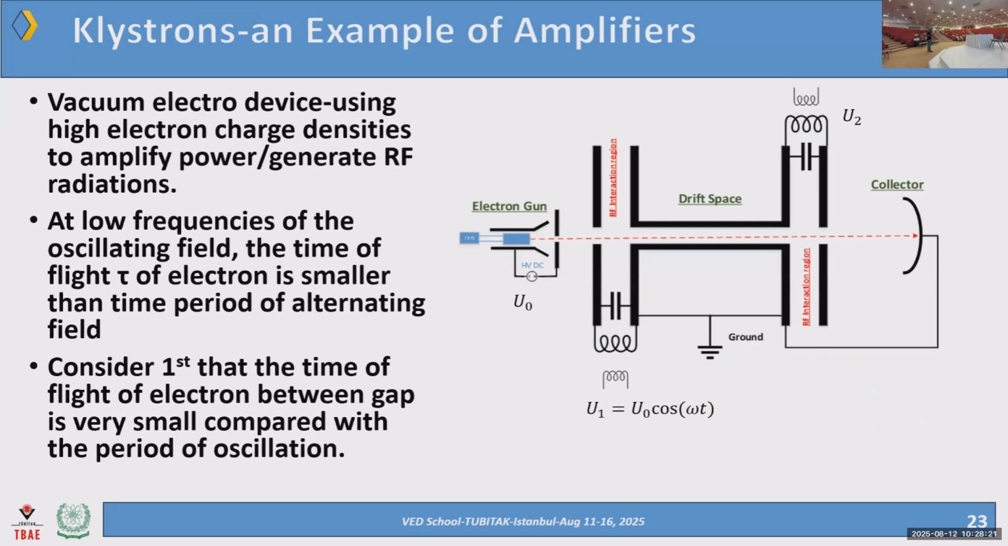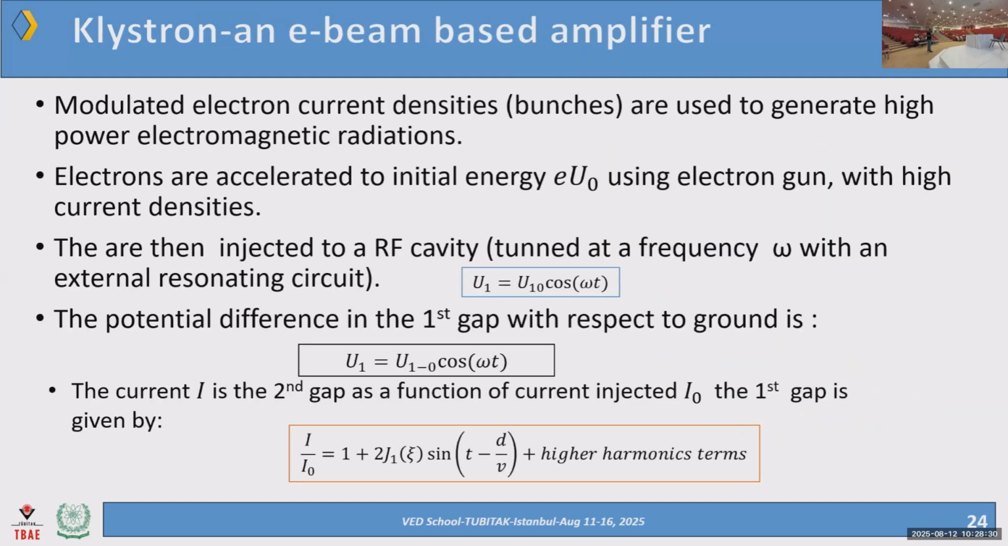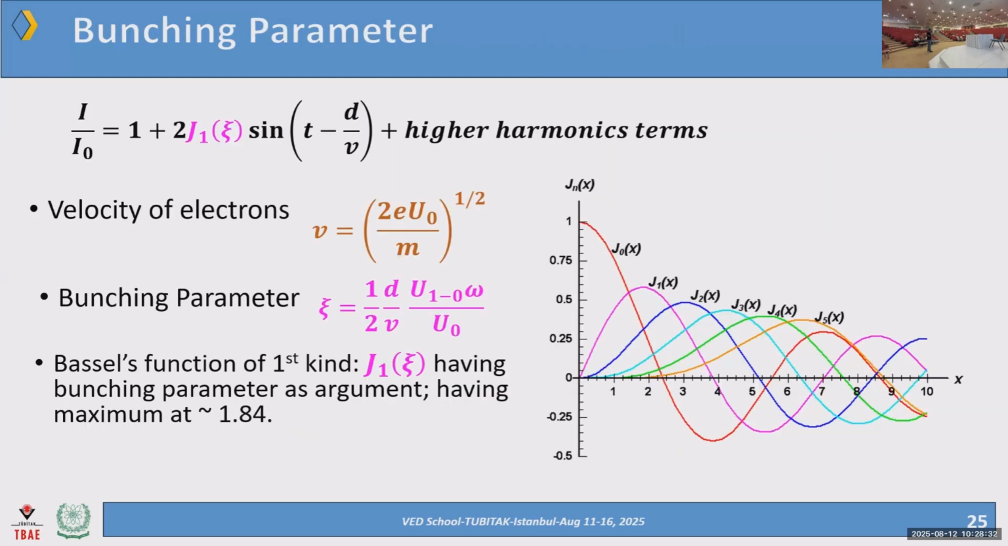We inject this with the current I naught, and some current is felt here as well. That current is I, but that current has an added feature that it is no longer a continuous beam. It is coming in packets, the bunches. Charge accumulation.